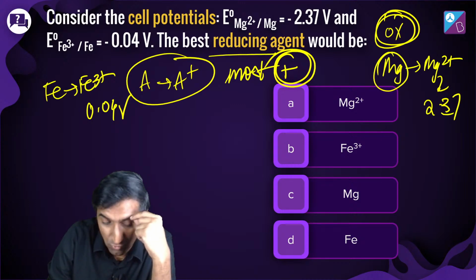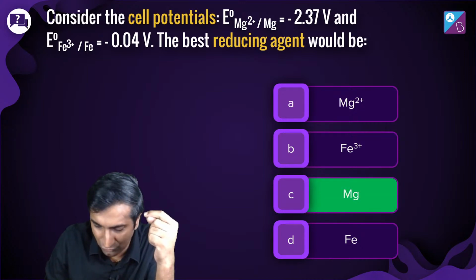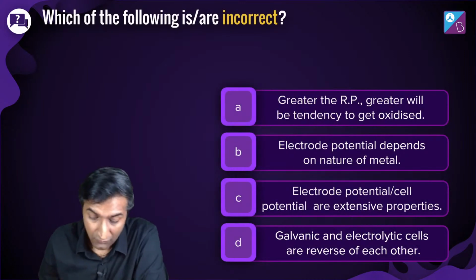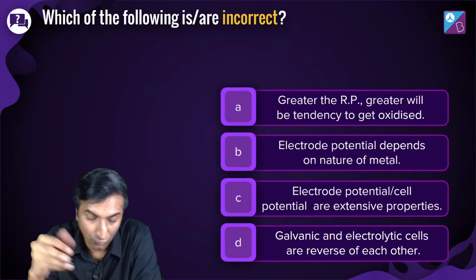So magnesium is your strongest. Yes, Pie is on fire, bro. Pie has studied properly. Beautiful, excellent work. Which of the following is or are incorrect? You could have more than one correct. I'm sorry, more than one incorrect here.